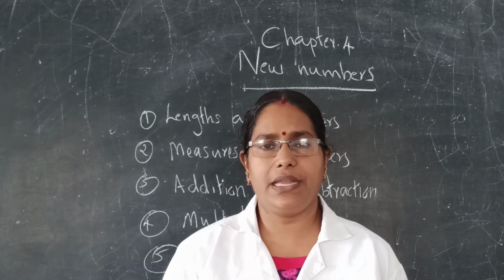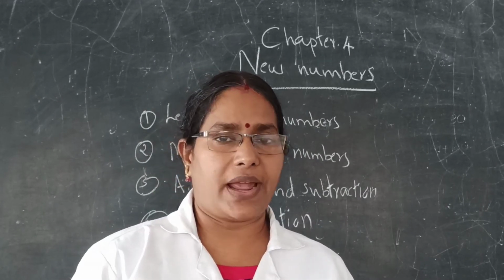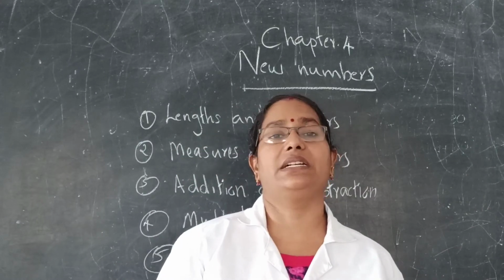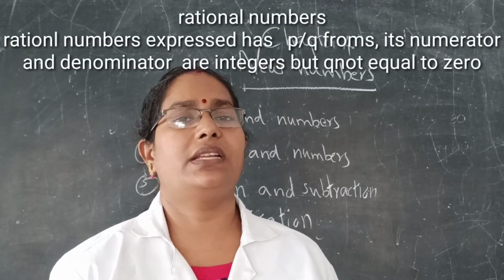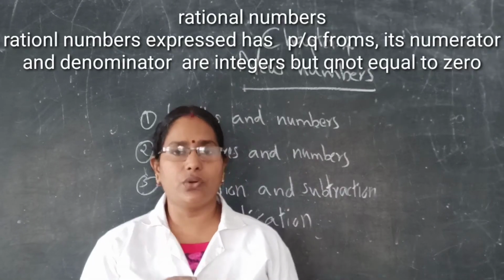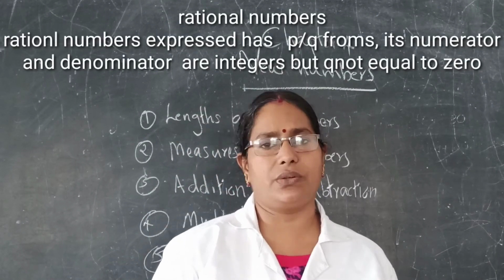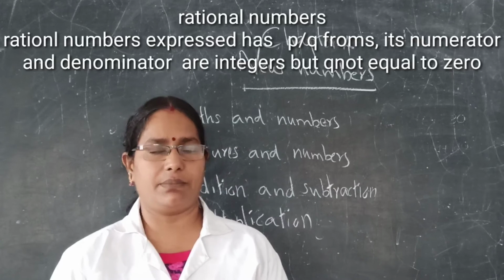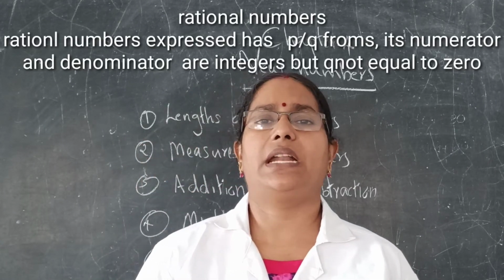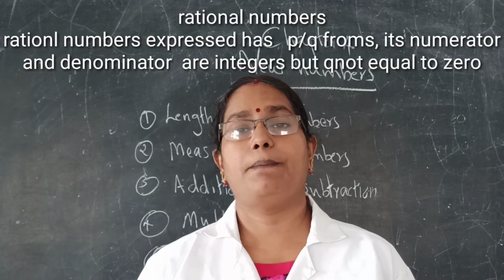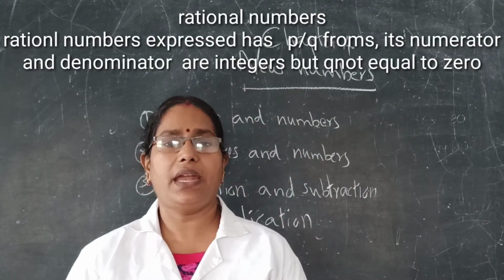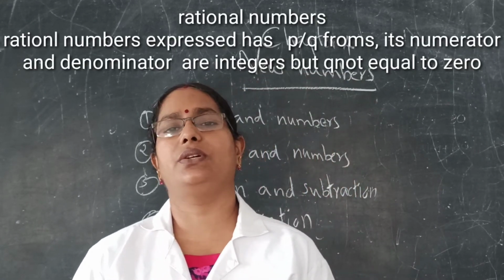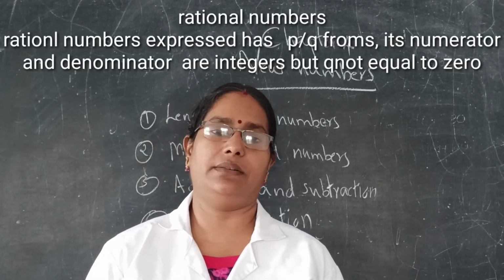After integers, you studied in 8th standard fractions, where the fractions have negative or positive numbers. That time it is a rational number. What is a rational number? One fraction whose numerator and denominator may be negative or positive, but the denominator is not zero. That number is called a rational number. A rational number is denoted by P by Q, where P and Q are integers, but Q is not equal to zero. This is a rational number.